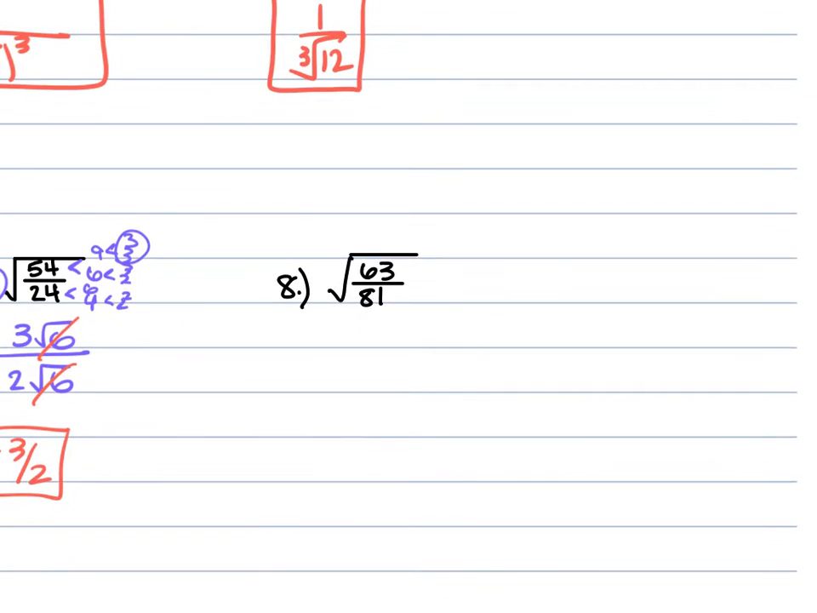For 8, we have the square root of 63 over 81. The square root of that 63. 63 is 7 and 9. The 9 is 3 and 3, so that's 3 square root 7. And then the 81 is 9 and 9, so that's just a 9. So 3 square root 7 over 9, the 3 and the 9 simplify to be 1 and 3, so it's just the square root of 7 over 3.